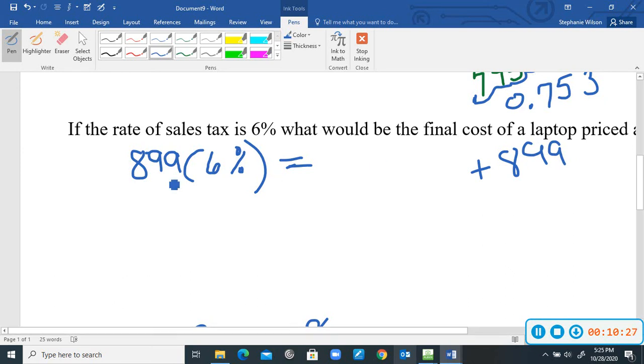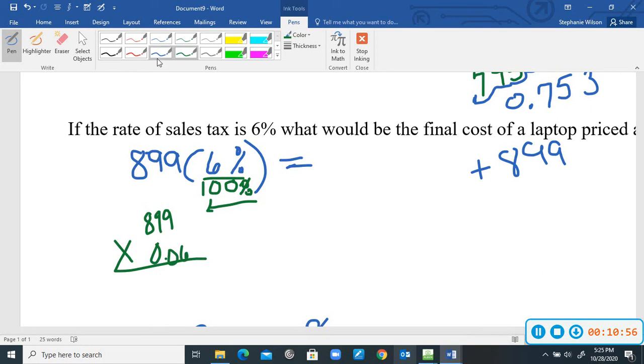But I can't multiply with it in percent. I have to undo the percent. And if I'm going to undo it, that means I got to divide it by 100%. Shortcut means move the decimal 2 places in this direction. So now I got 899, and it's going to be multiplied by 0.06.